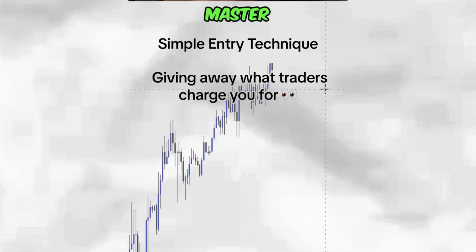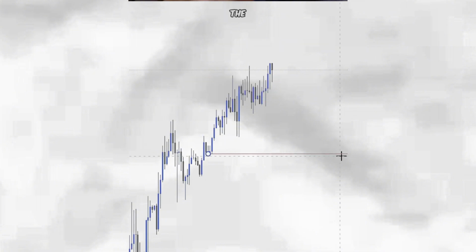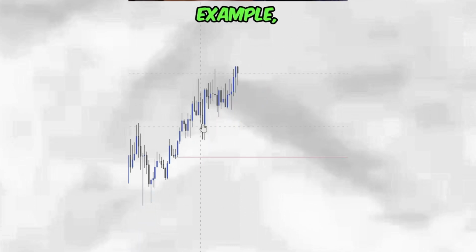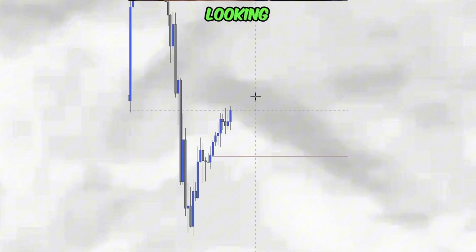Let me show you how to master entries in the most simple way possible. First thing to do, mark out the daily open, because if you are above the open, you're going to be better off looking for sells. If you're below the open, you're going to be better off looking for buys. So in this example, we can see price pushing higher. What we need is an area of interest. So I've gone to a higher time frame and I'm looking for areas of interest.